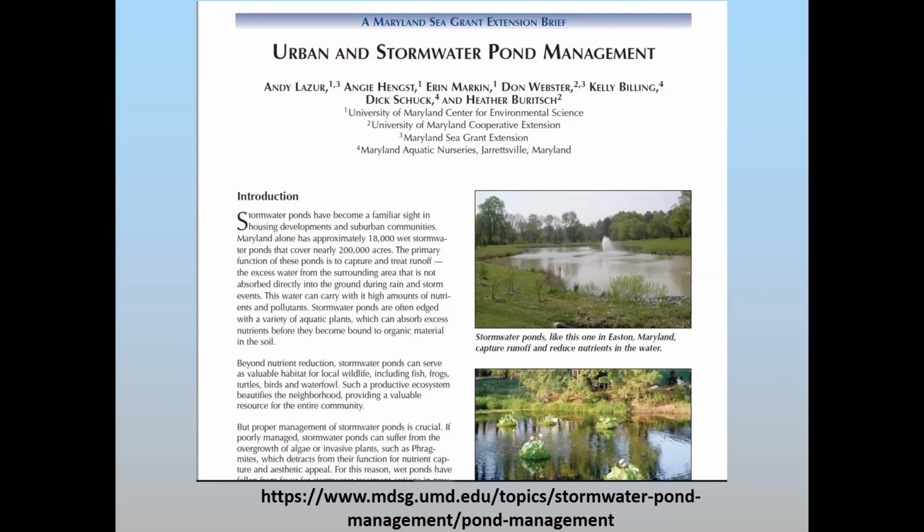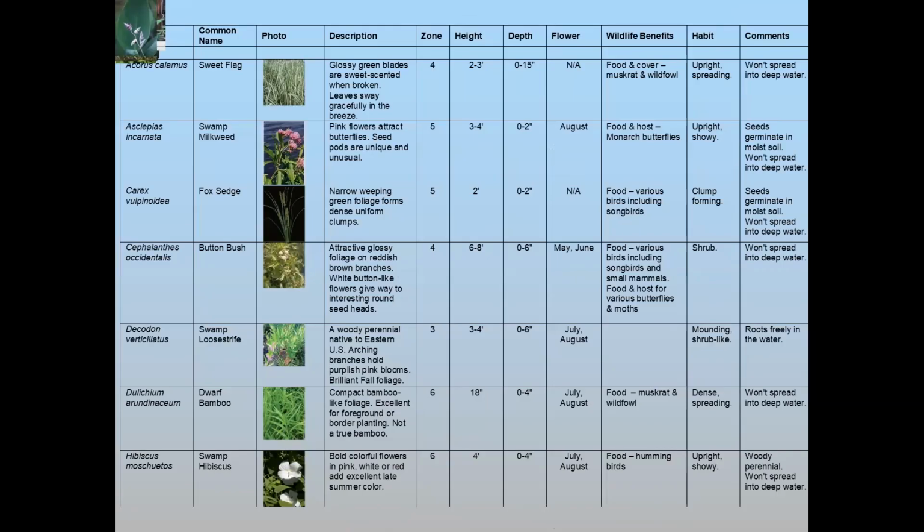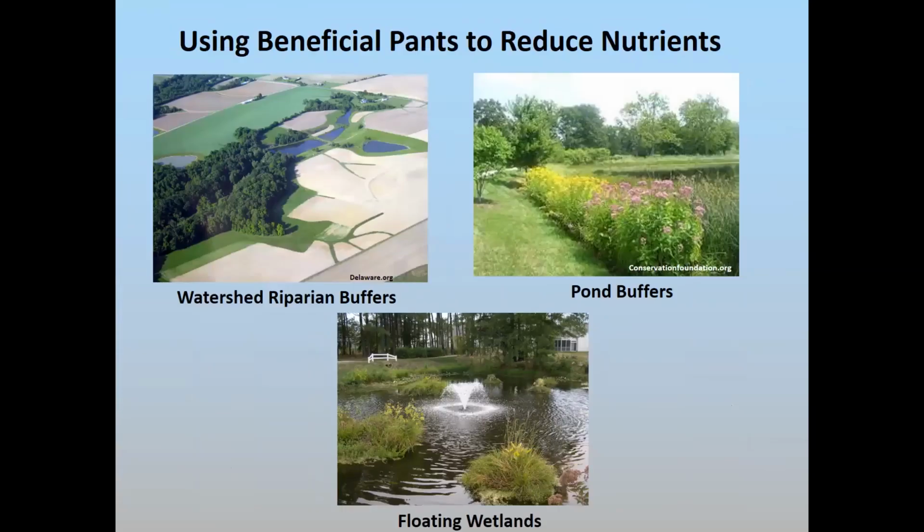That publication has a really nice comprehensive list of desirable native species that can be used, and describes some of the features that are available, some of the wildlife habitat, do they flower, or when do they flower? Again, trying to encourage an aesthetically pleasing pond. These beneficial plants can offer that. This is just one of, I think, 3 or 4 pages of desirable species to consider. And again, this whole idea of using beneficial plants to remediate nutrients is really important.